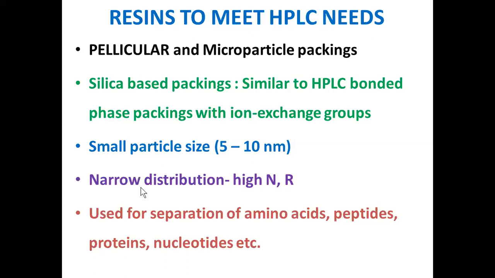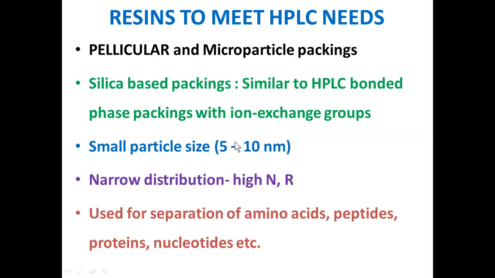So the particles which are filled into the chromatographic column must be narrowly distributed so that the column efficiency is very high and the resolution will be very high. This can also be achieved by using stationary phase particles of lower particle size.